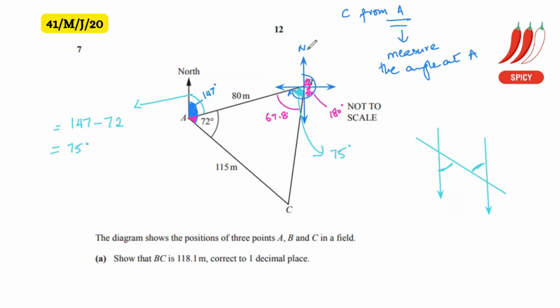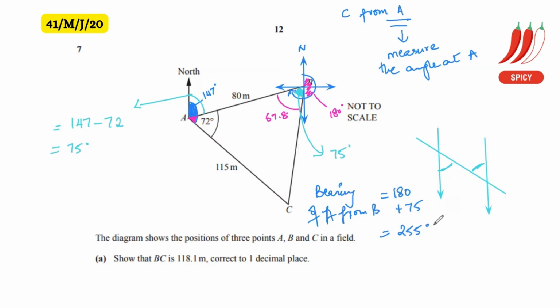So since the bearing of A from B is measured from the north of B in a clockwise direction, it is this entire angle that's coming from the north and going till the line connecting A and B. So our bearing will be the sum of 180 and 75, which is equal to 255 degrees.